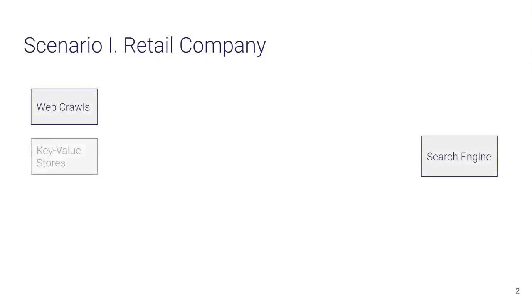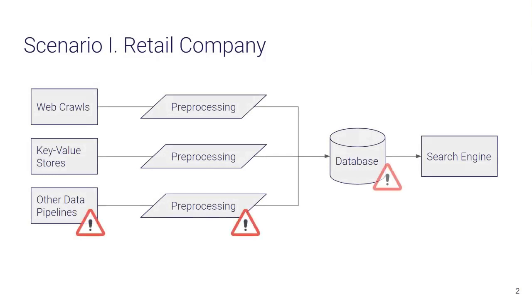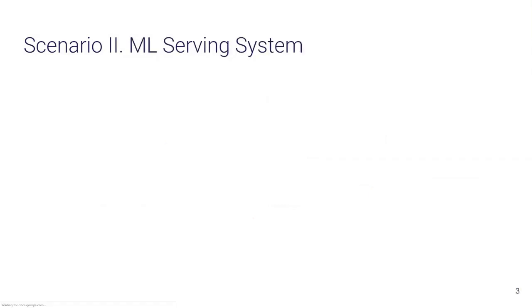motivational examples. Imagine a data engineering team at a retail company that maintains a search engine for products. They regularly collect, pre-process, and ingest product data from web crawls, key value stores, or data pipelines from other teams in order to index this data and keep the search engine up to date. If another team introduces errors in their data pipelines, issues like missing values or wrong encoding might lead to the product not being indexed correctly. As a result, products might end up in the wrong category or not appear in the search feed at all.